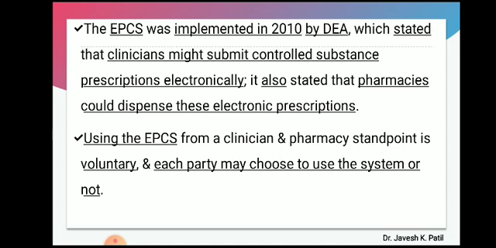The electronic prescription of controlled substances, as I told, was implemented in the year 2010 by the Drug Enforcement Administration. It stated that the clinician might submit a controlled substance prescription electronically. It also stated that pharmacists could dispense these electronic prescriptions. So EP means electronic prescriptions.